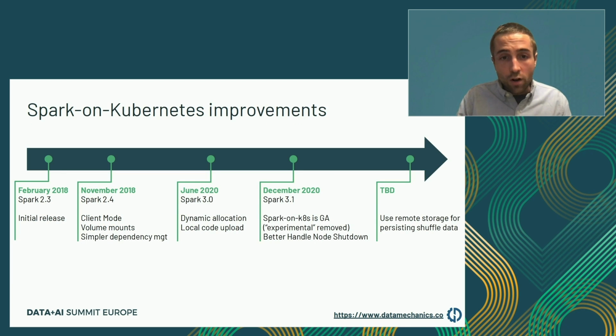One interesting project is to use a remote storage like S3 to persist shuffle data. Like the feature we just described, this will make Spark more cost efficient and more resilient by fully separating the compute infrastructure from the storage layer. We don't have an exact timeline for that, but it's a work in progress.